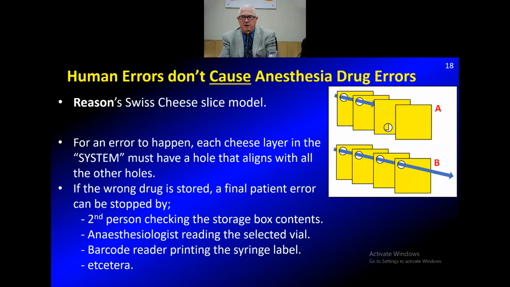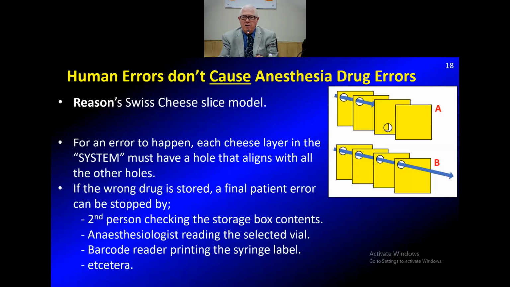For an error to happen, each layer of cheese, and of these serial slices of cheese, must have a hole in it that aligns up with all the other holes. So, for example, the first hole may be a drug has been wrongly stored in the box in your anesthesia machine.